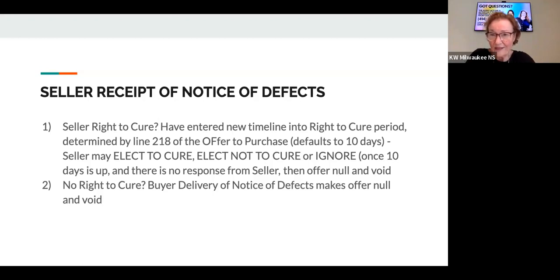Now, the other situation we get is buyers are just trying to get out of contract. They hate the house, they don't want it, they saw another house they like, and they're trying everything to get out of it. And the seller goes, I'm going to cure everything. You're still buying this house. And we get those situations. What do they do? Call an attorney. Because you've got a binding contract.